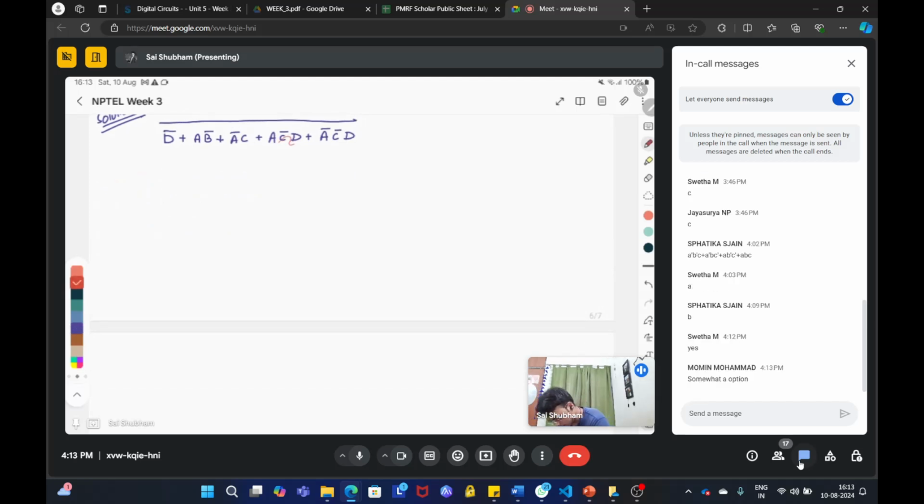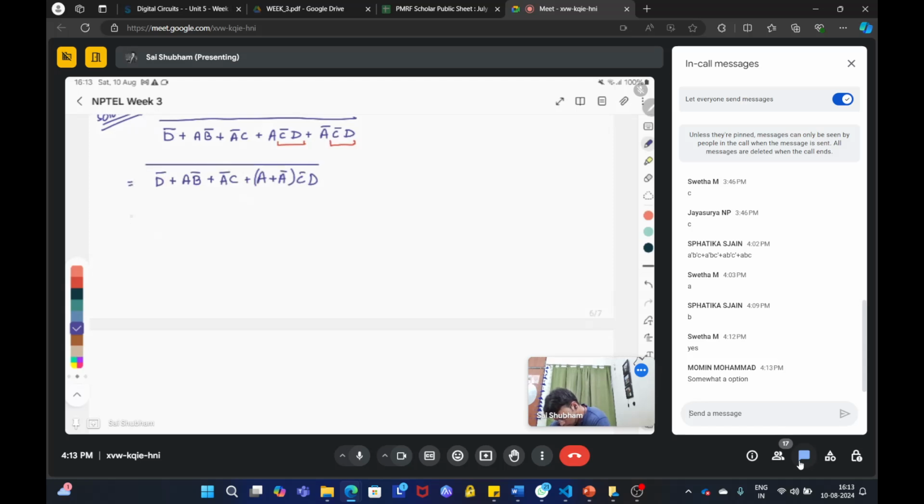You can see there is C dash D and there is also C dash D. So we can club this together. Okay. So it will look like D dash plus AB dash plus this will be equal to D bar plus A B bar plus A bar C plus C bar D.